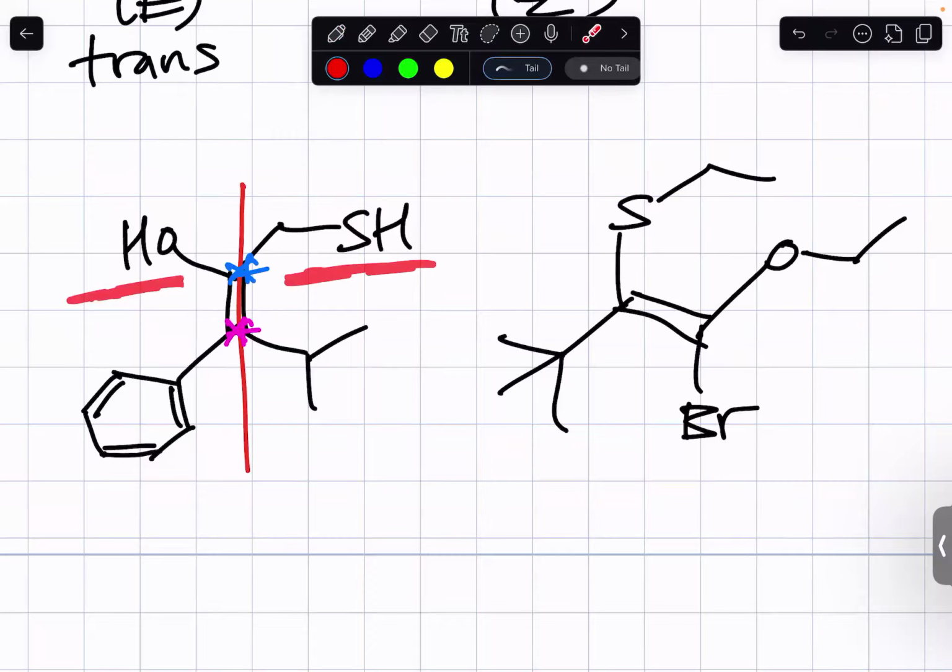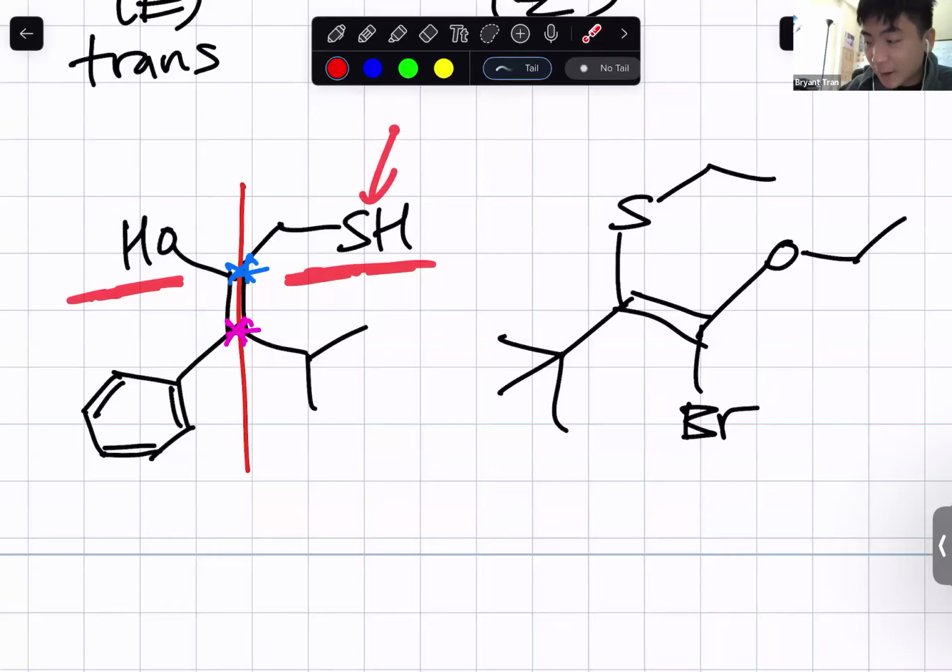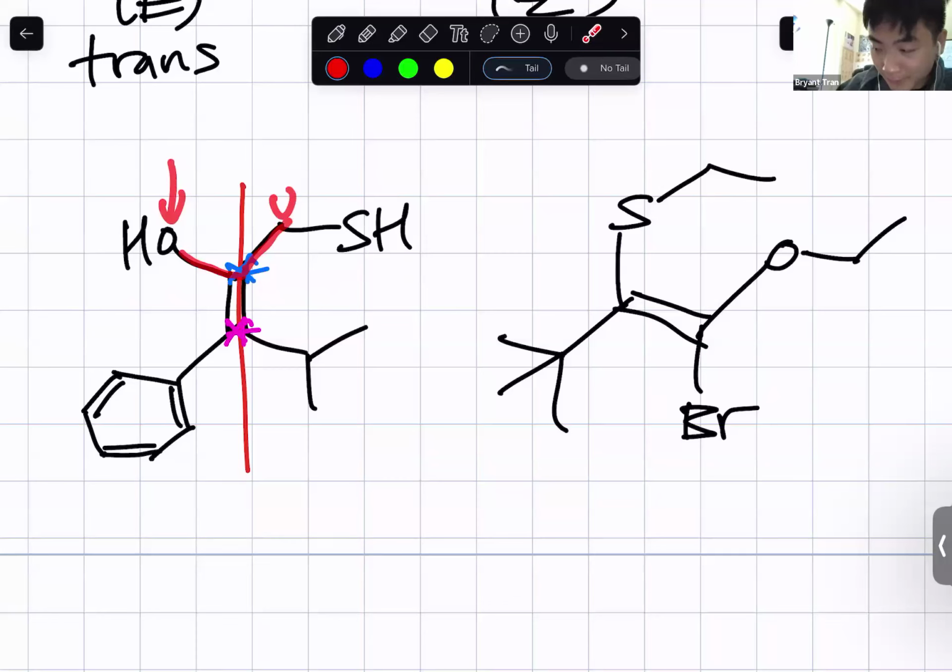SH. Yeah, so this is a tricky one. SH does have a higher atomic number than OH, but for the priority, we have to look at the very first atom attached to this carbon, which is this oxygen compared to this carbon right here. Yes, right. The SH is not directly attached to the alkene, so the OH here would be the higher priority group, right? So be careful of that when you are looking for the highest atomic number.